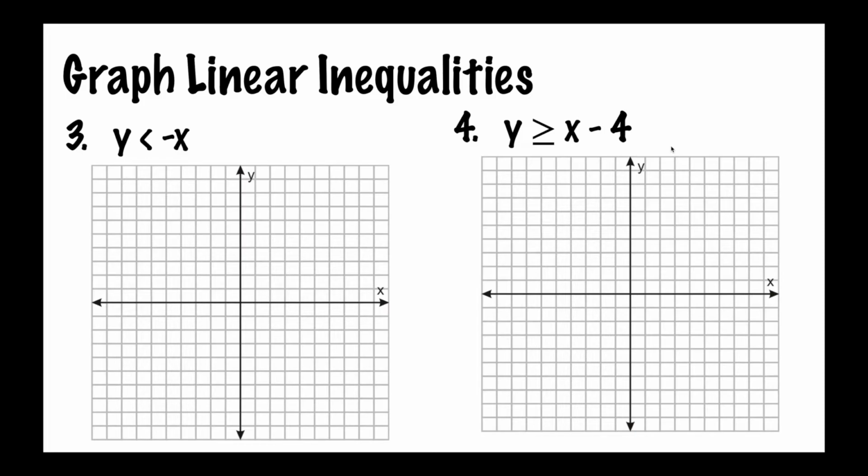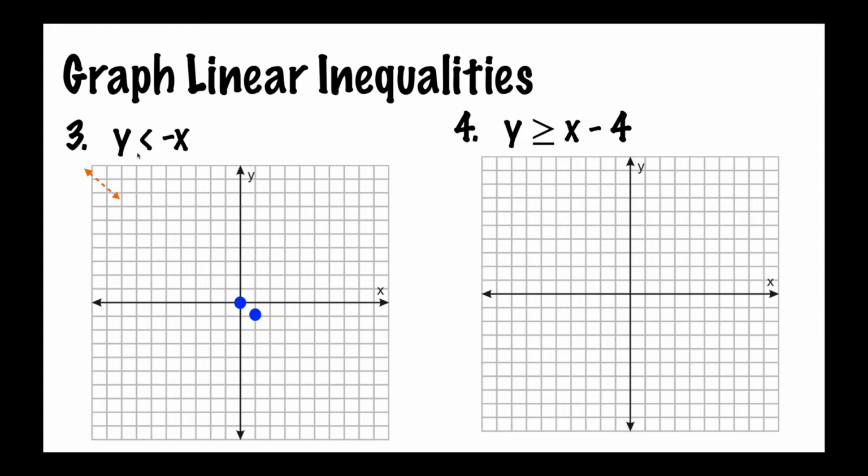For number 3, again, we start with the y-intercept. Nothing is listed here, so I'm going to think of this as being a plus 0. So I'll start at 0. My slope is -1. So from here, I'm going to go down 1 and to the right 1. And I could keep doing that. And then when I go to make my line, I want to make sure I'm using a straight edge. But again, it's missing the equal sign here, so it is not going to be a solid line.